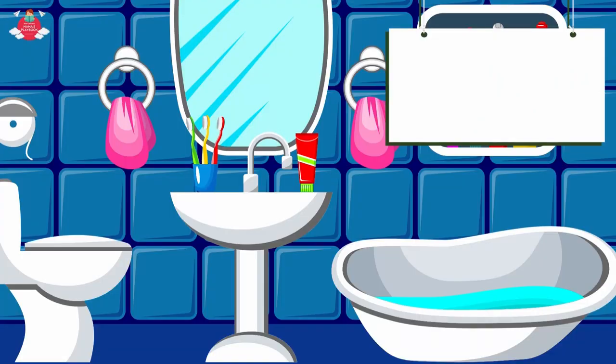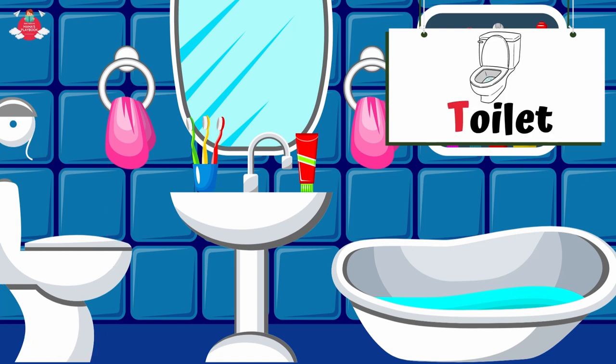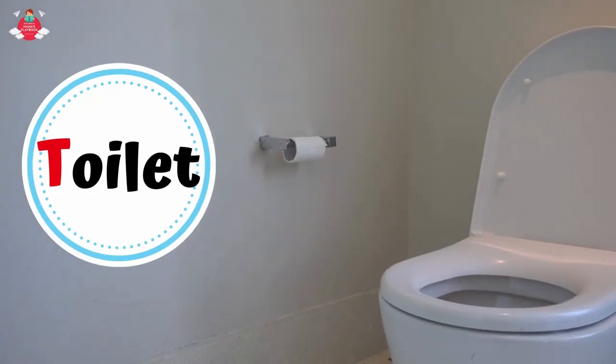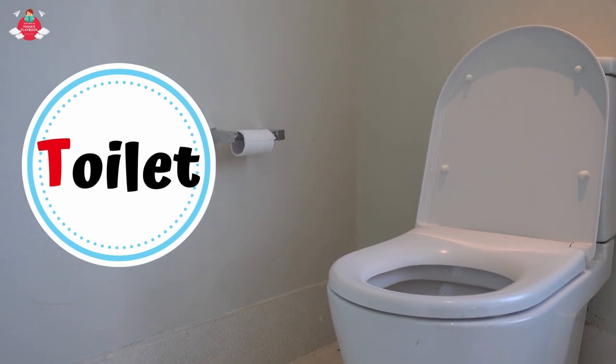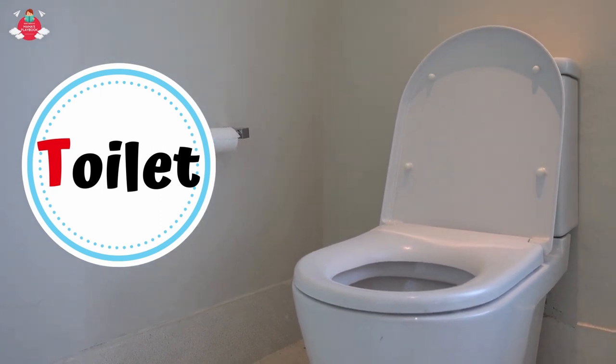Next, let's go to the bathroom. Can you identify things that start with letter T here? Let's find out together. First, toilet. T for toilet. Toilet is a bowl-shaped device with a seat that you sit on or stand near when emptying the body of urine or solid waste.